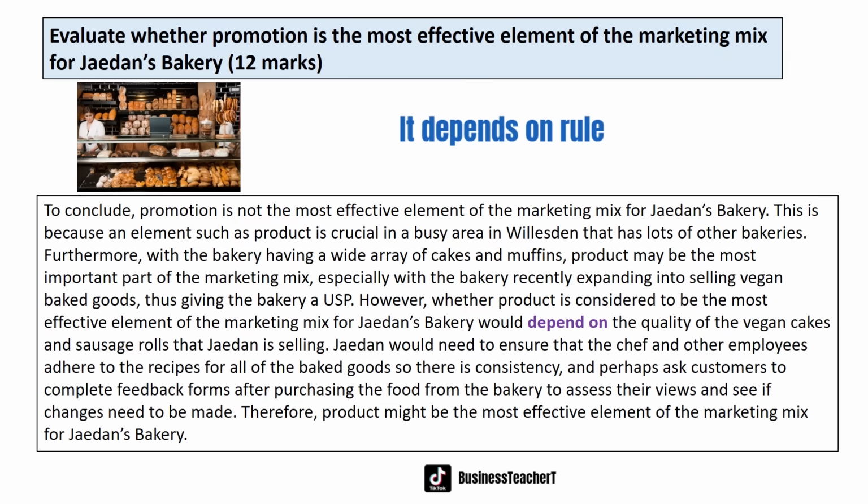However, whether product is considered to be the most effective element of the marketing mix for Jaden's bakery would depend on the quality of the vegan cakes and sausage rolls that Jaden is selling. Jaden would need to ensure that the chef and other employees adhere to the recipes for all of the baked goods so there is consistency, and perhaps ask customers to complete feedback forms after purchasing the food from the bakery to assess their views and see if changes need to be made. Therefore, product might be the most effective element of the marketing mix for Jaden's bakery.